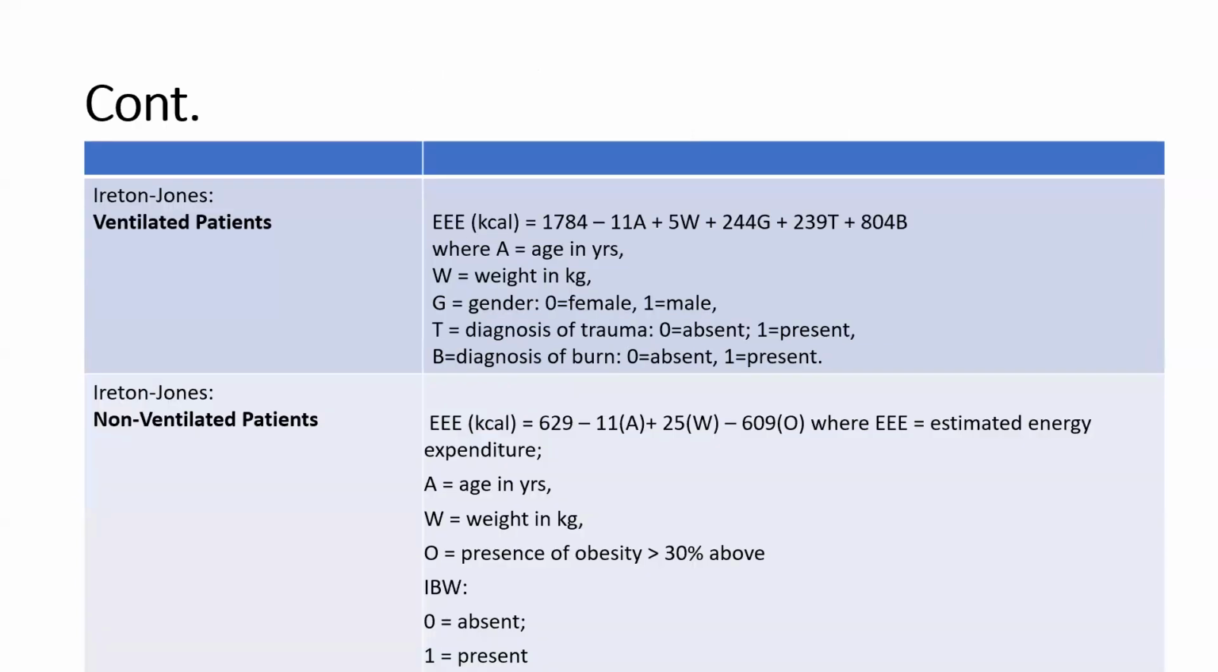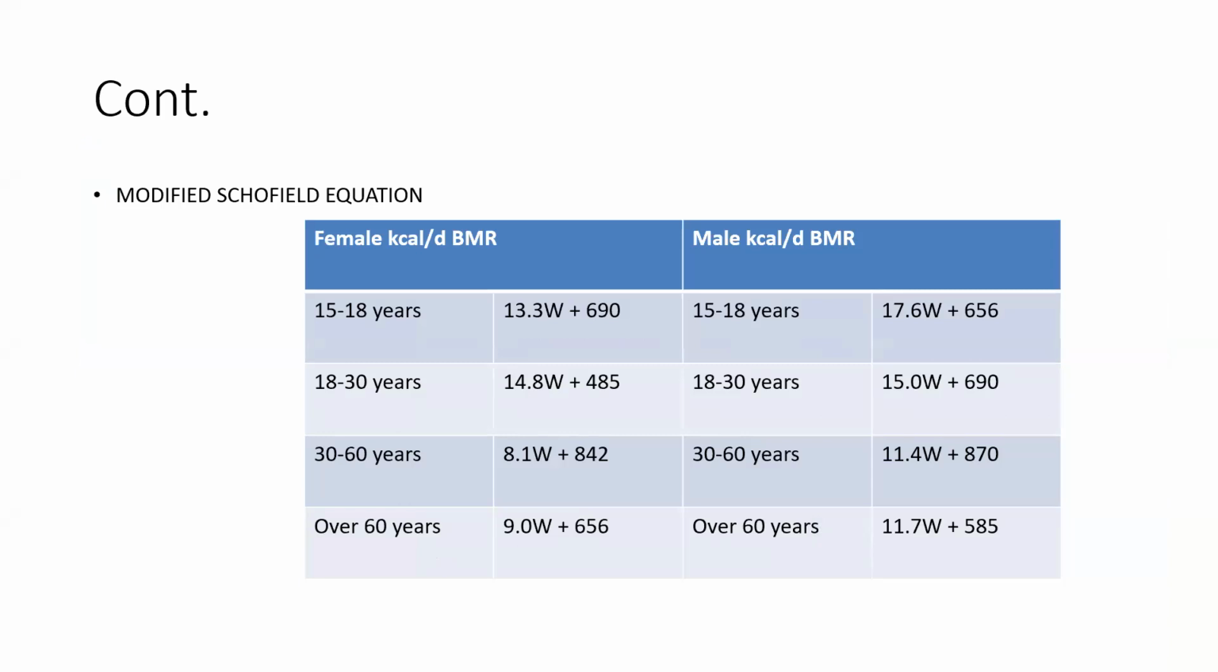Then we have the Ireton-Jones equation, and we have two versions. It's more commonly used in patients who are in the ICU, and we have the ventilated patients and also the non-ventilated patients. So this is the modified Schofield equation.